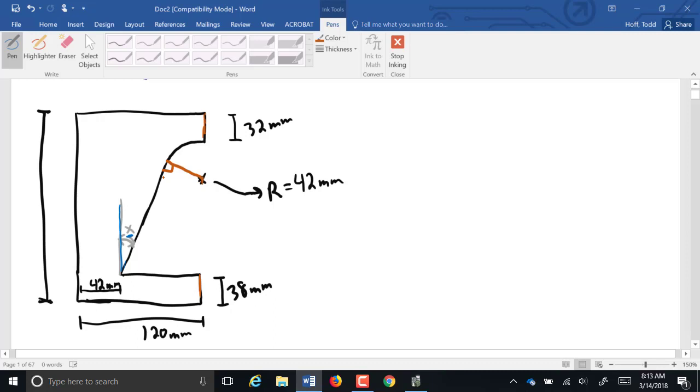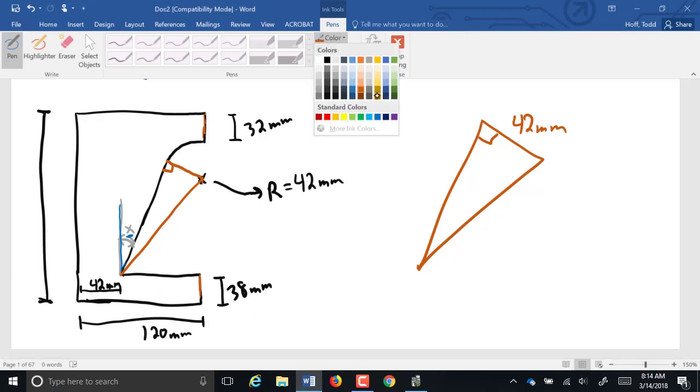Now we need to turn that into a right triangle of some sort. I'm going to connect it like that. The center of that circle down to there makes a right triangle. What do we know about that right triangle? If I draw a little bit bigger here, here's our right angle. Do we know any of the sides? Now this is 42 millimeters here. Do we know anything else? No, we don't. So let's keep looking.